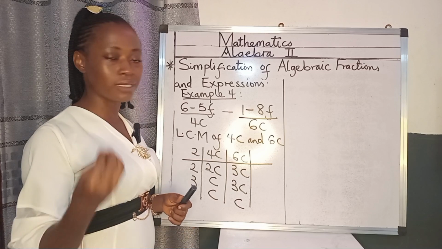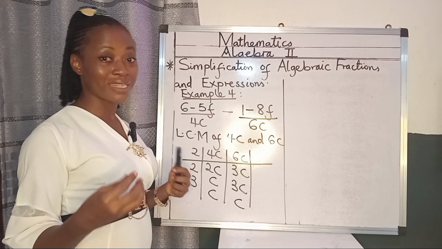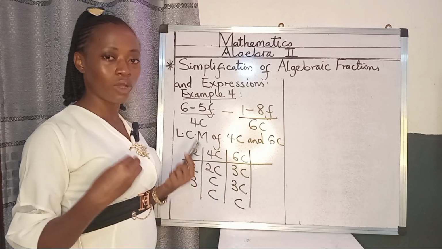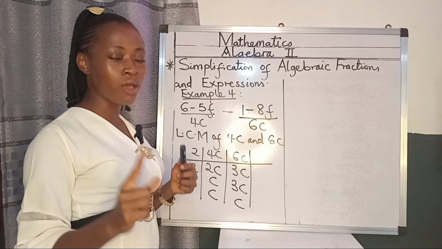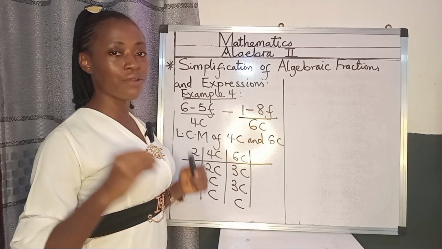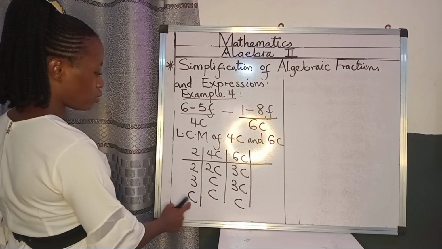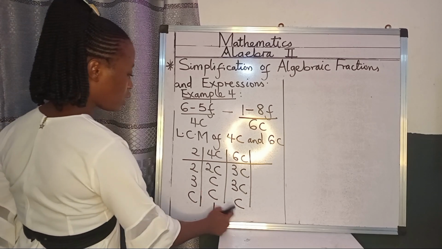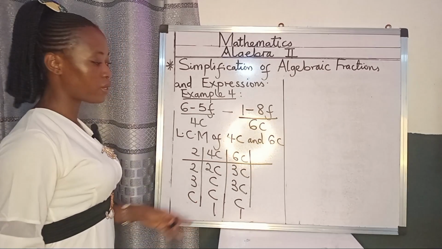1 times x is equal to x, not 1x. Just like 1 times 2, you wouldn't say 1, 2. No. 1 times 2 is 2. Once you use 1 and multiply, whether a number or a letter, the number or letter remains the same. Okay, so we are having c now. c in c is 1. c in c is 1. Your aim is to arrive at 1, 1 when you are using this method.